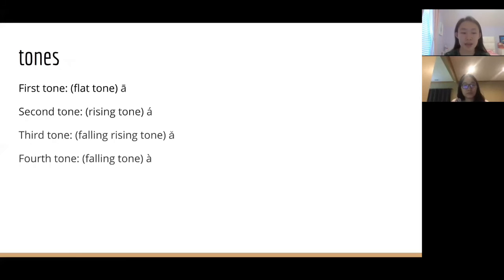Now the third tone is the falling rising tone. As you can see, there's this falling motion and then rising motion at the top. If you look at the pinyin of each vowel, you can see what kind of tone you're supposed to pronounce. This one goes ah, falling and then rising. And then the 4th tone is called the falling tone. It looks like it's falling from this side. It's a very harsh sort of sound. So it goes ah. It's kind of like you're screaming, but not really. It's very harsh.